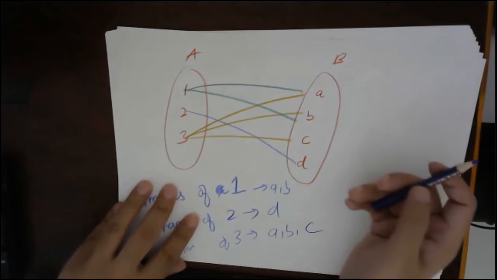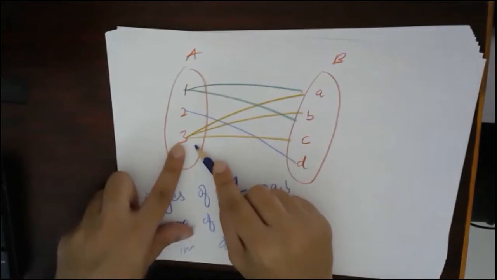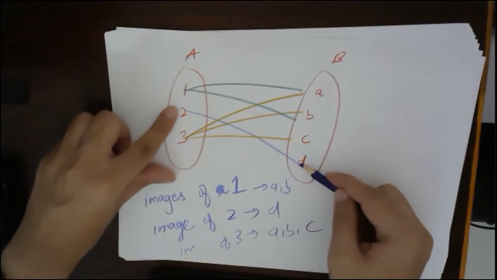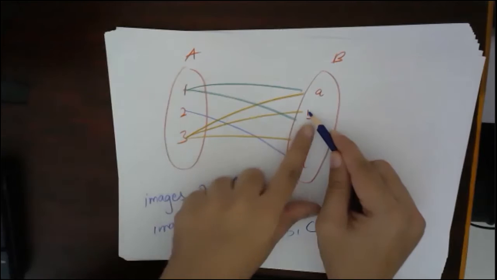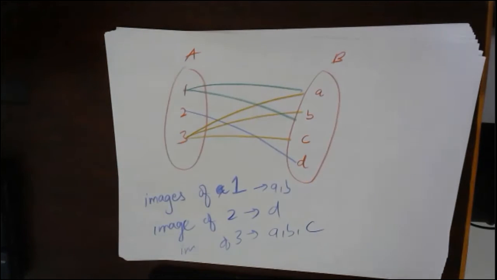Okay. Now, pre-image of A is 1 as well as 3. Pre-image of D is only 2. Pre-image of B is 3 as well as 1. Like that, we understood what we have to do.